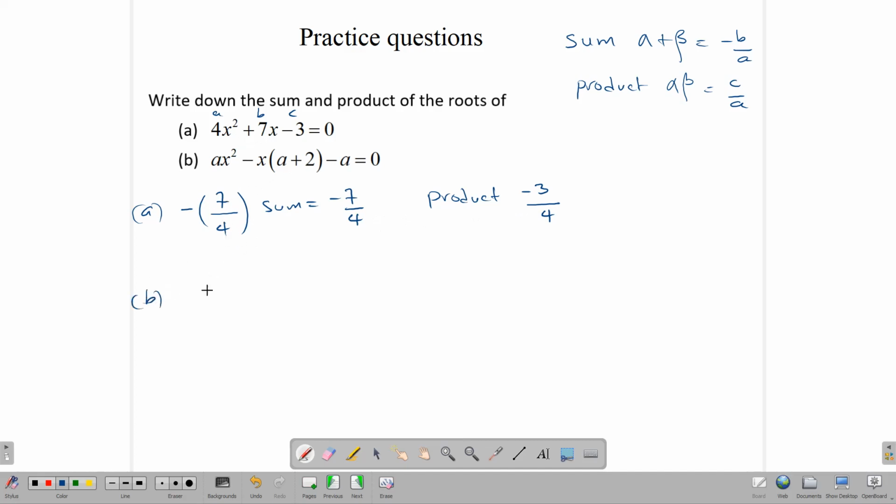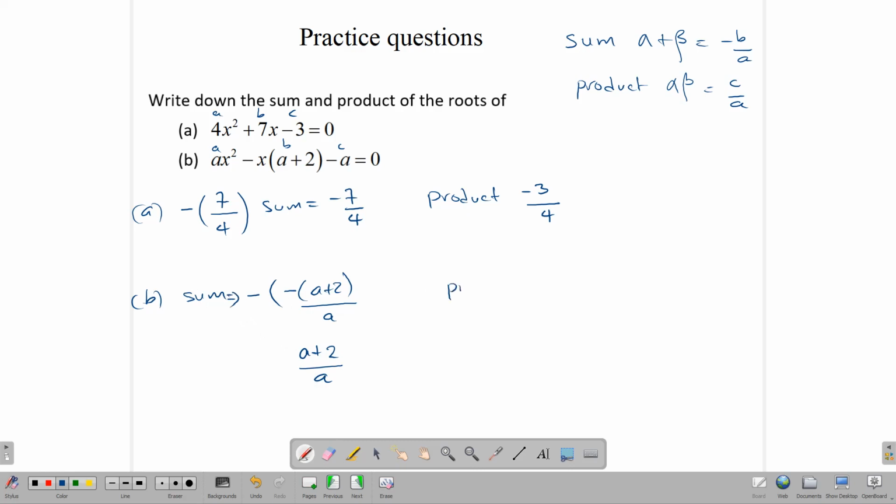In this one, the sum of the roots would be minus b, and b here would be minus a plus 2, and that over a, because this would be a, and this would be b, that is c. And this gives us a negative here, gives us a plus 2 over a. So the sum of the roots here is going to be a plus 2 over a.